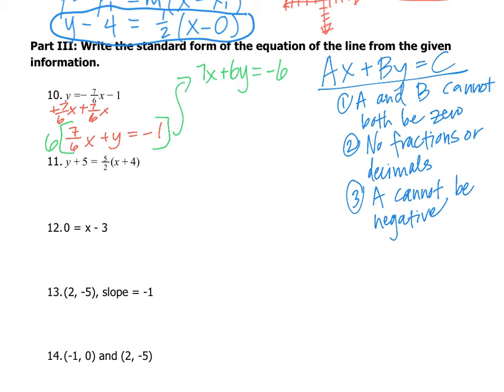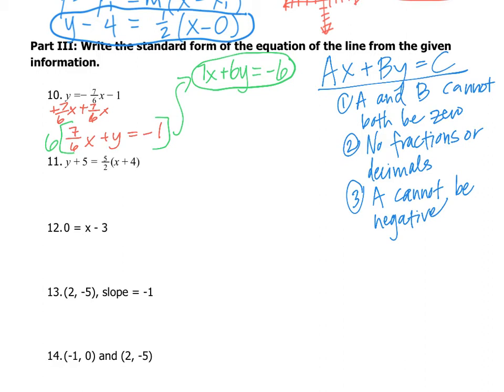A and B cannot both be 0, we're good. No fractions or decimals, we're good. A cannot be negative, it's not negative, so we're good. This is our standard form for number 10. Okay, let's try the next one.